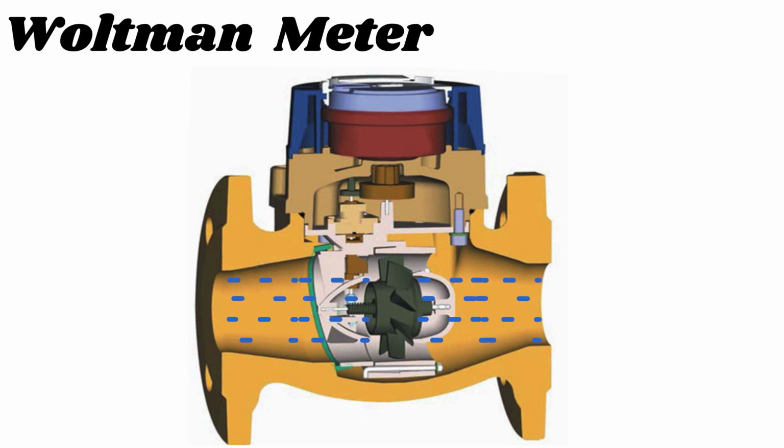Woltman meter. Woltman meter is a turbine flow meter that consists of a rotor with helical blades inserted axially into the Woltman meter. It measures the velocity of the liquid flowing with the help of a turbine.